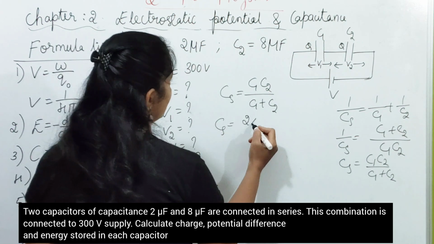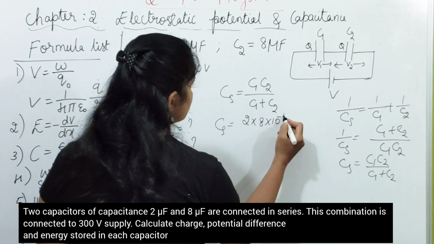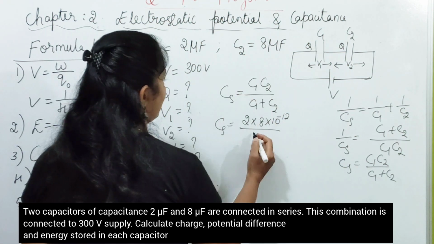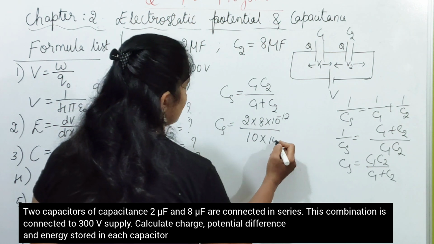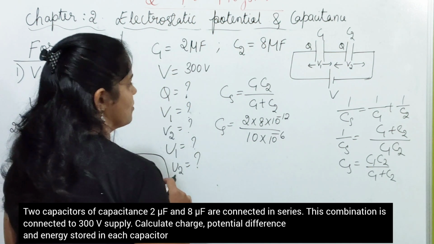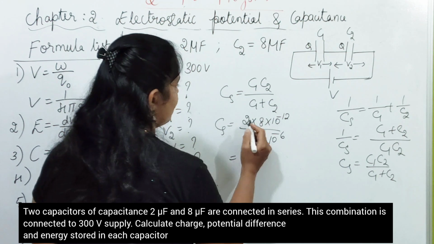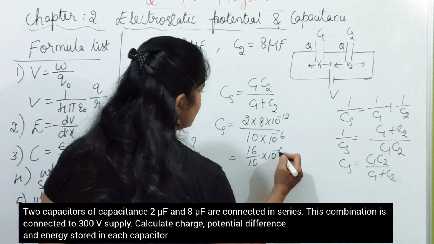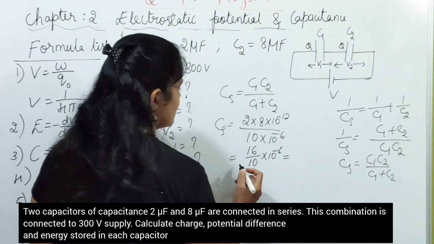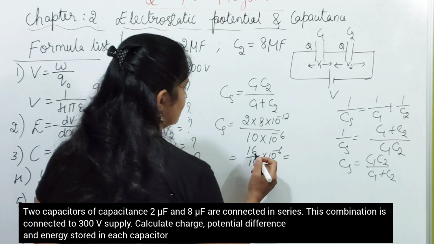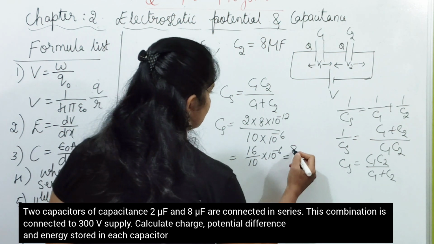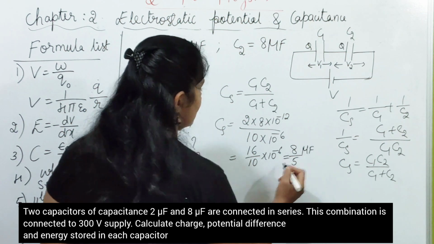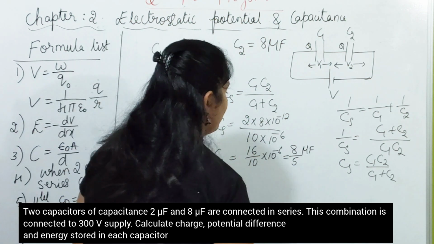So multiply 2 into 8 into 10 to the power minus 12, since minus 6 into minus 6 is minus 12, divided by 8 plus 2, which is 10, into 10 to the power minus 6. Minus 6 is common, right? So therefore, 8 2s are 16 by 10 into 10 to the power minus 6. So what is the answer? CS is 8 by 5 microfarad.